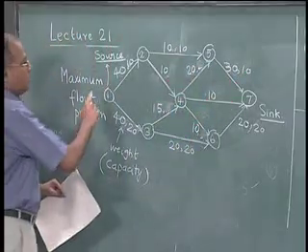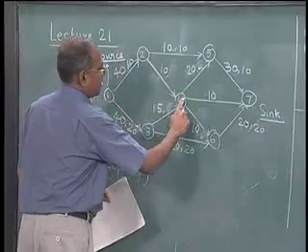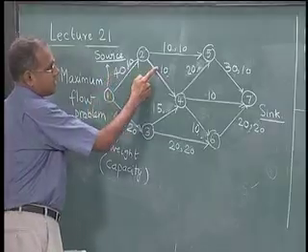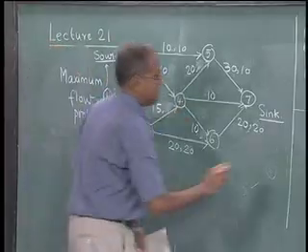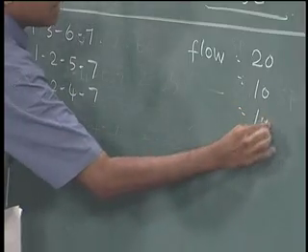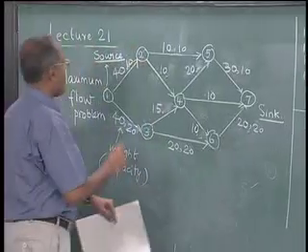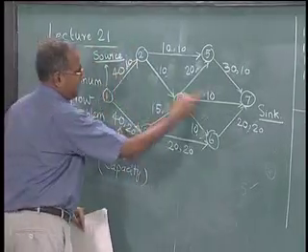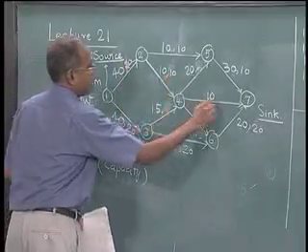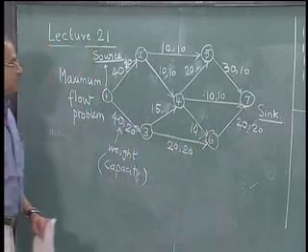So, let us look at 1, 2, 4, 7. So, this is 30, this is 10, this is 10. So, 1, 2, 4, 7 is another 10, 30, 10 and 10. So, this becomes 20, this becomes 10, this becomes 10.